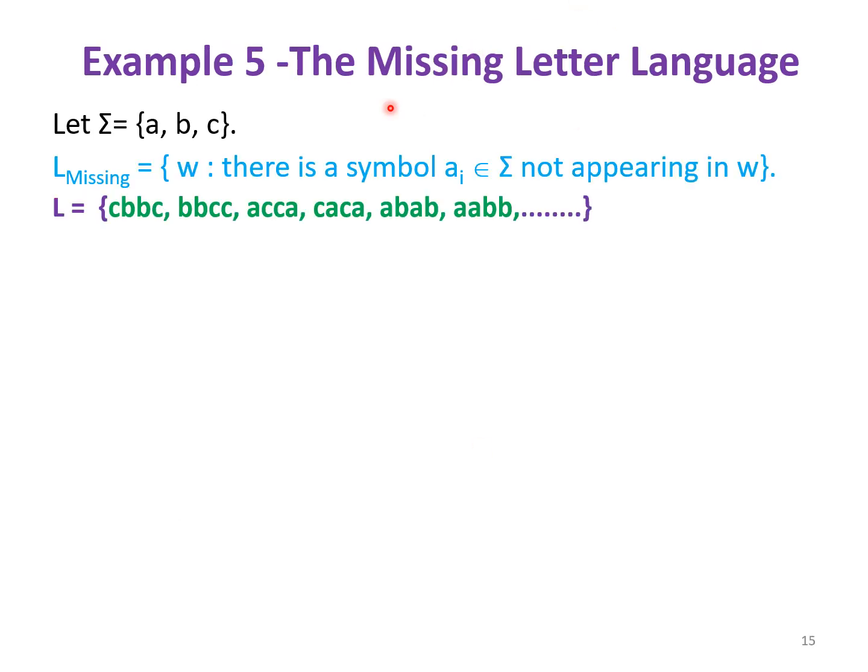So let's see the language of missing letter. Sigma is {A, B, C}. The language missing is the set of strings w where there is a symbol a_i which belongs to sigma not appearing in the string. That is, at a time one symbol of the alphabet will be missing in the string.